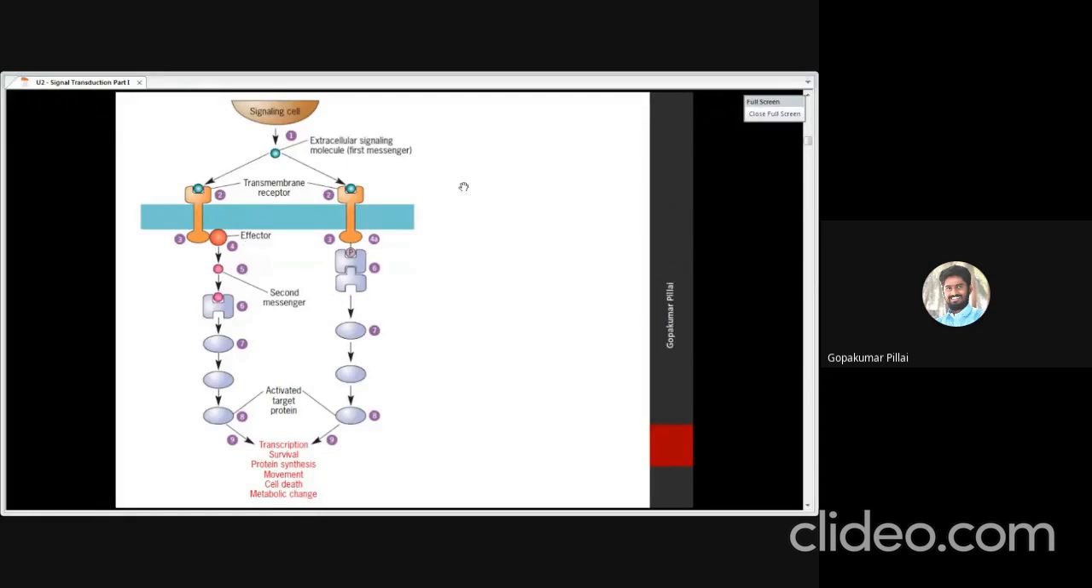I already told you that the region above the blue region, what you see here, is called the extracellular space, and the region below is the intracellular space, meaning the internal of the cell. So as I explained, the very first step is to produce an extracellular messenger, and the second step is to have a receptor which has high affinity for the extracellular messenger. So the extracellular messenger comes and binds to the receptor.